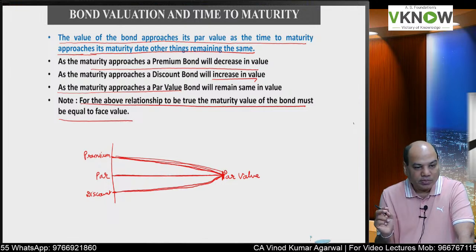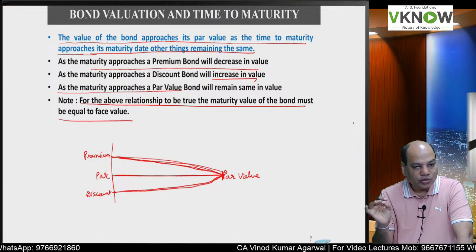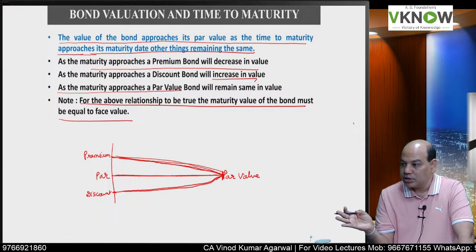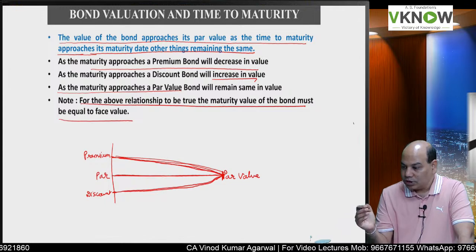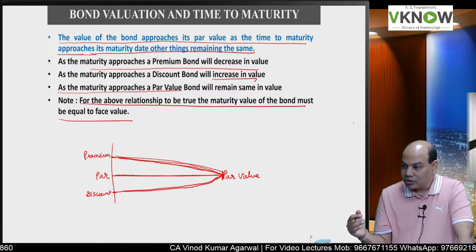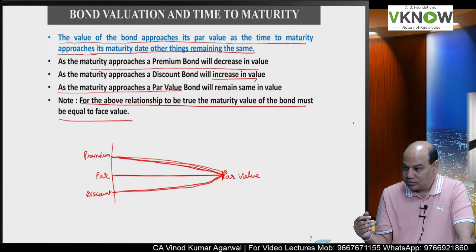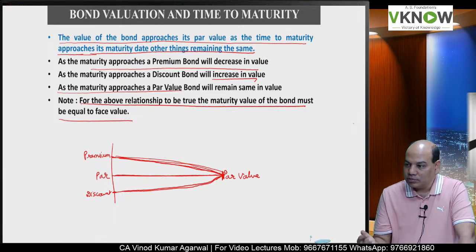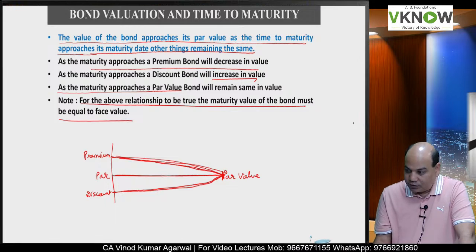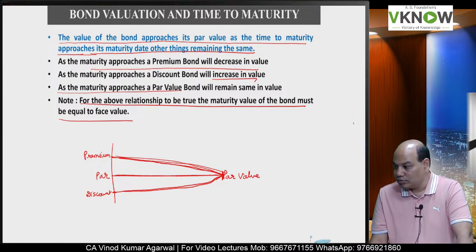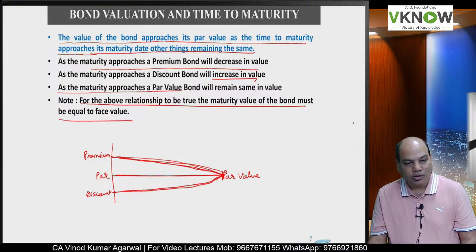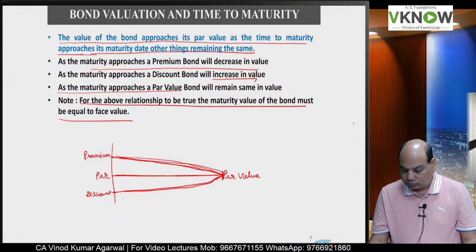If it is a premium bond, as the maturity approaches, the value of the bond will move towards its par value. That means its value will decrease. If it is a discount bond, it will move towards its par value. That means its value will increase. And if it is already a par value bond, it will remain at par only. Its value will not change.